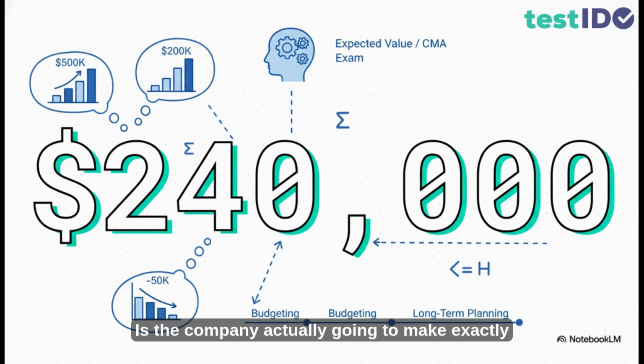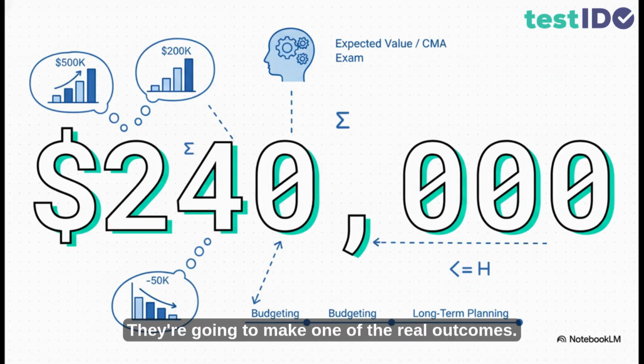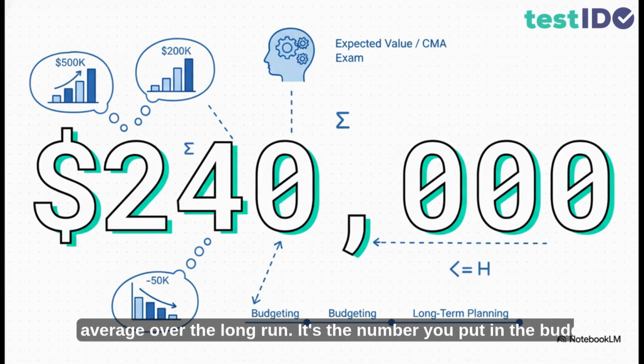Now, here's the part that trips some people up. Is the company actually going to make exactly $240,000? No, it's impossible. They're going to make one of the real outcomes. But that 240K is the statistical average over the long run. It's the number you put in the budget. It's the number you use to make your decision.